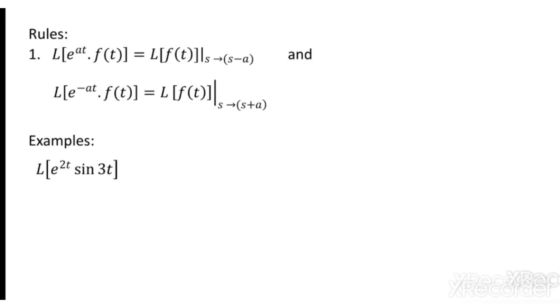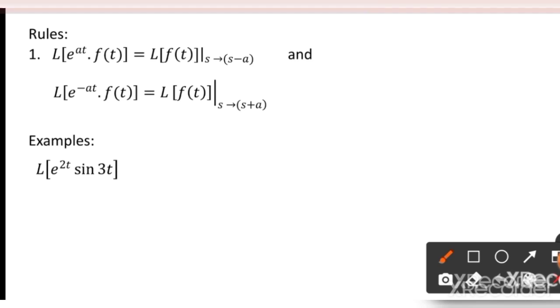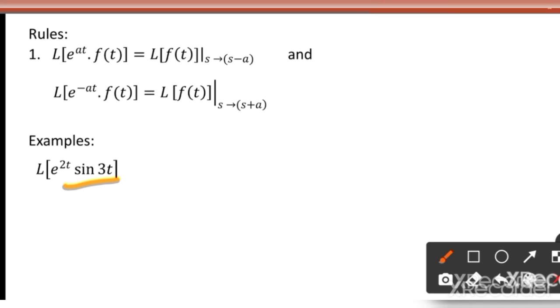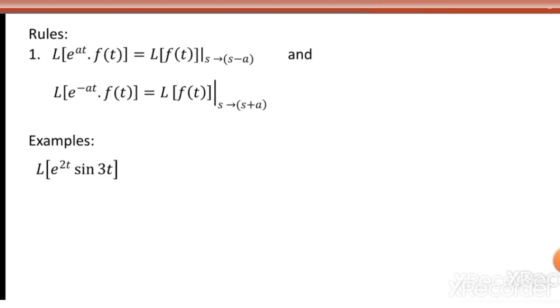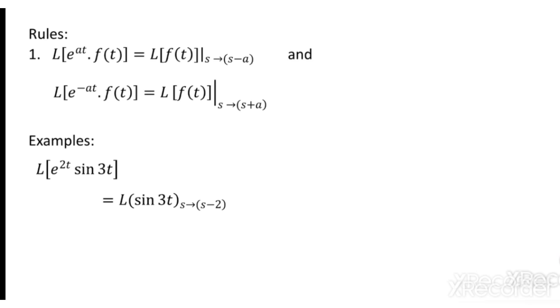So sin 3t into exponential e power 2t. Here obviously I have to take the Laplace transform of the associated function sin 3t first. Once the result is obtained, replace s by s minus 2. So what is the Laplace transform of sin 3t? You know that it is 3 by s square plus 9, but you have to now replace s by s minus 2, which gives 3 by s minus 2 the whole square plus 9. So the Laplace transform of e power 2t sin 3t gives 3 by s minus 2 the whole square plus 9.